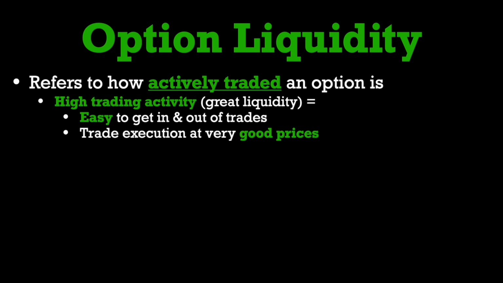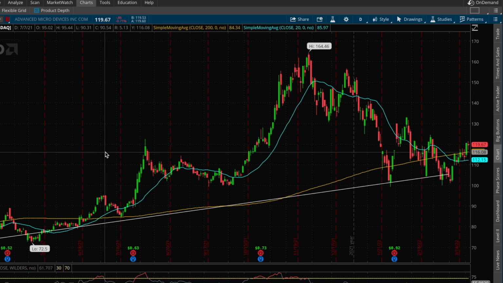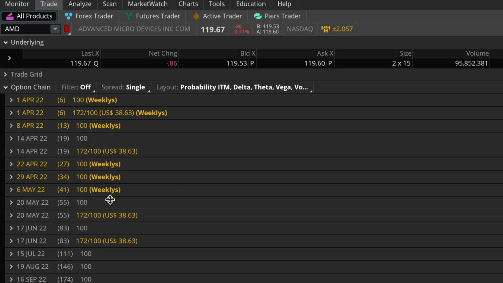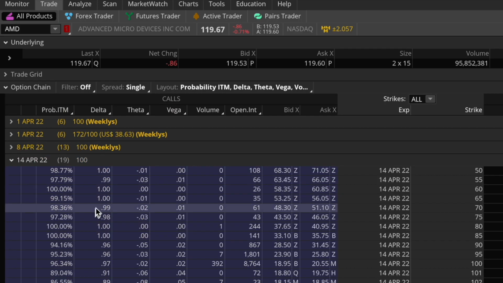And so back to AMD here, let's now come over to the trade tab and take a look at the option chain. For the sake of example, let's go into the April monthly expiration. These options have 19 days left to go. When it comes to assessing the liquidity of an options market, you want to take a look at the volume and open interest of the contracts.